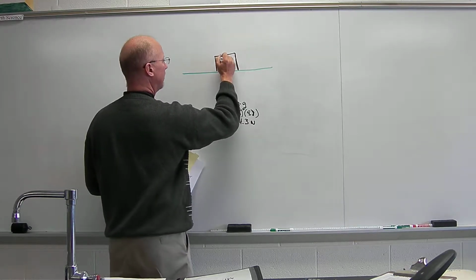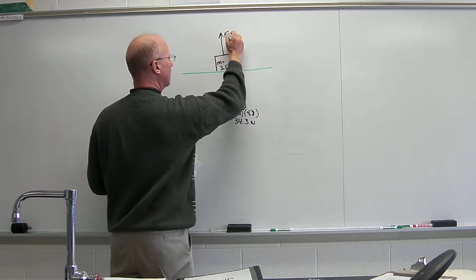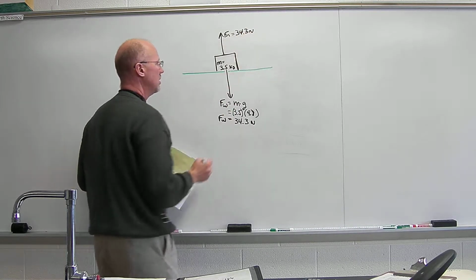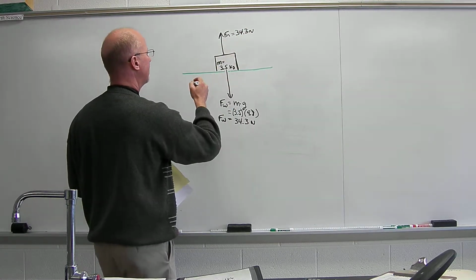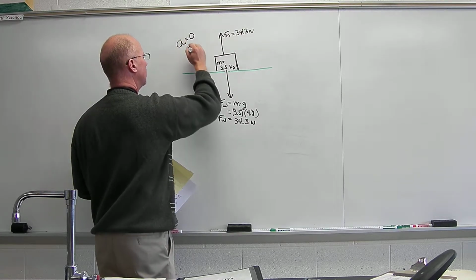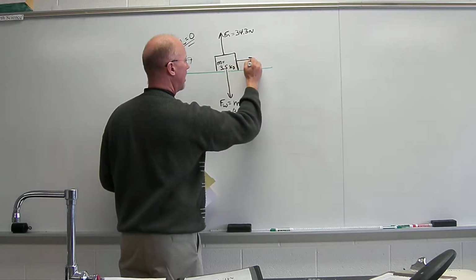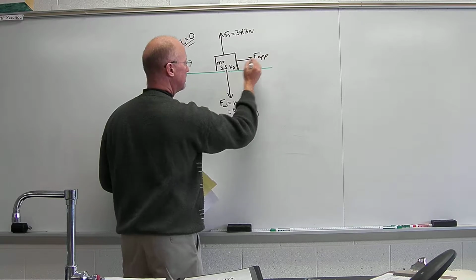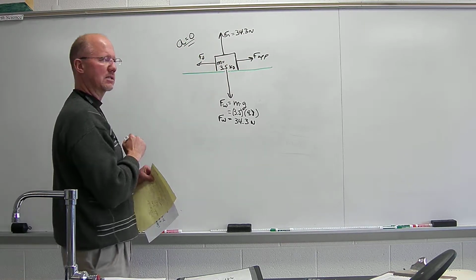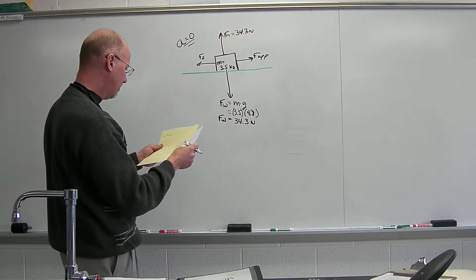Since it's on a level surface, we can immediately draw our normal force, which will be equal to the weight. So the normal force is equal to 34.3 newtons also. Now the problem says that the box is traveling at constant velocity, therefore the acceleration is going to be equal to 0, which is really important. And the other important thing is that the applied force must be exactly equal to the frictional force if in fact it's not accelerating. If it was accelerating, then these forces wouldn't be balanced.